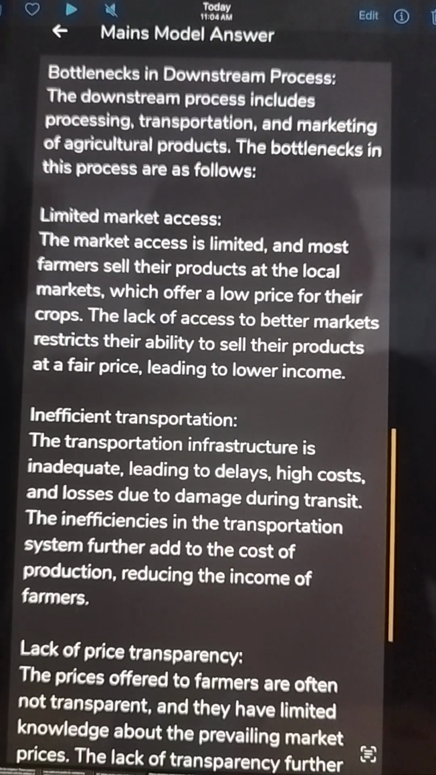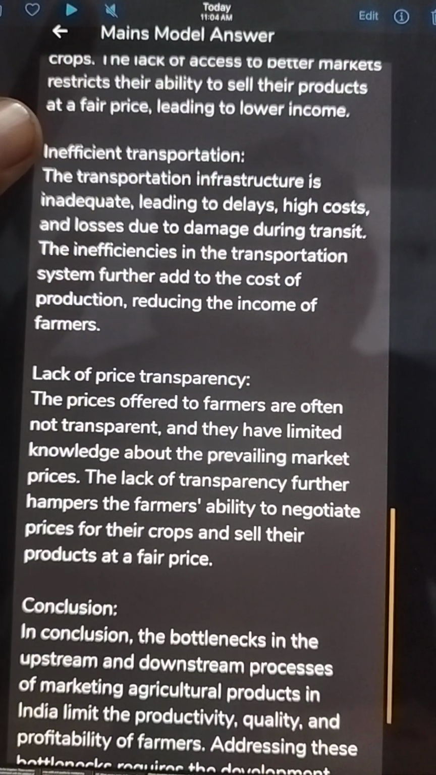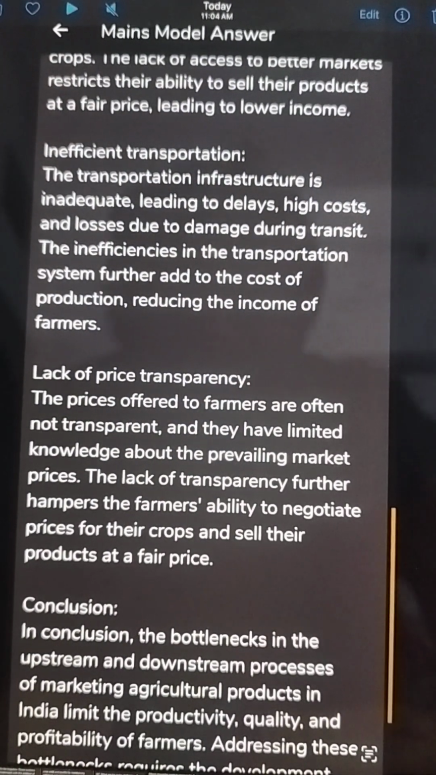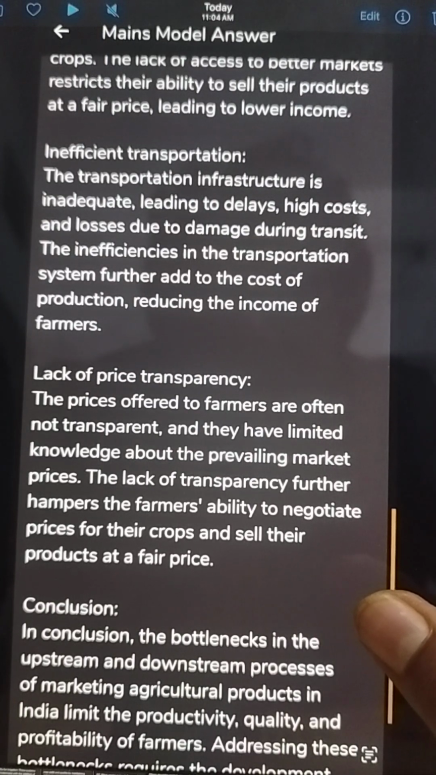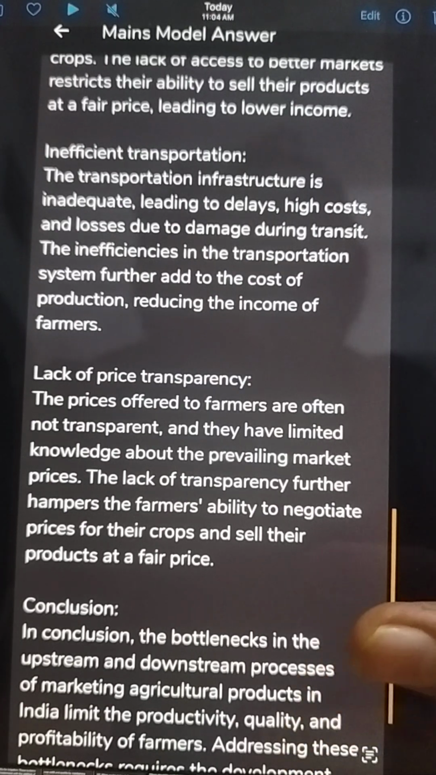Then comes the lack of price transparency. The prices offered to farmers are often not transparent, and they have limited knowledge about the prevailing market prices. The lack of transparency further hampers the farmers' ability to negotiate prices for their crops and sell their produce at a fair price.